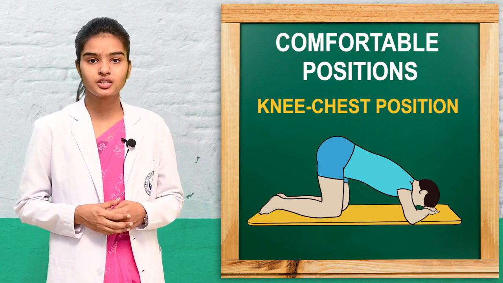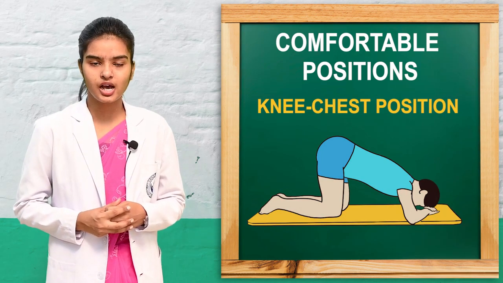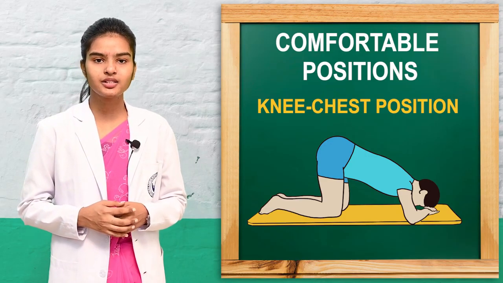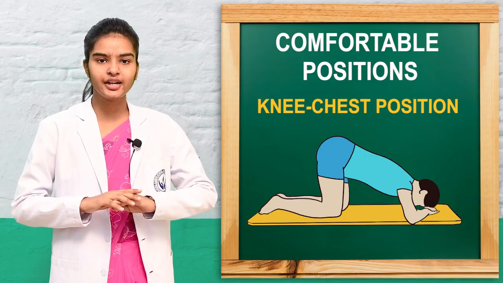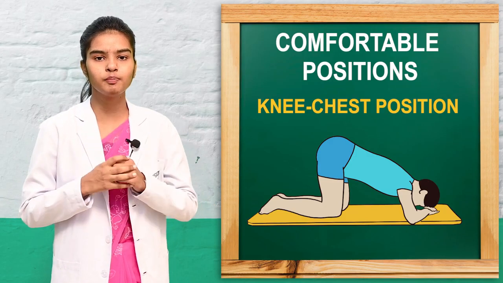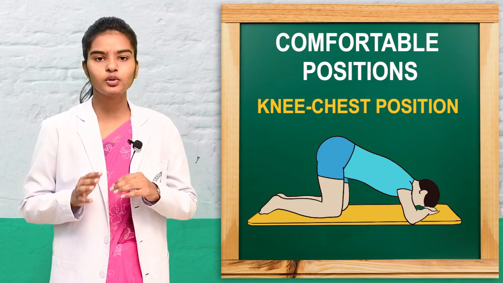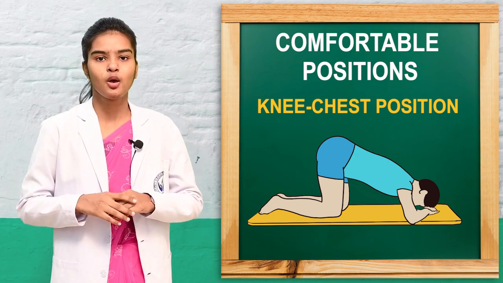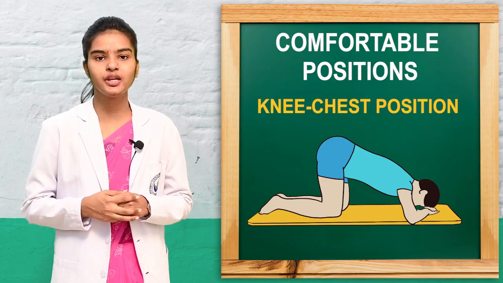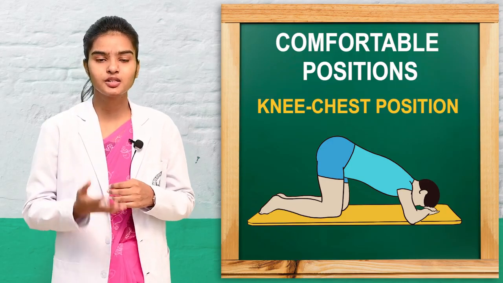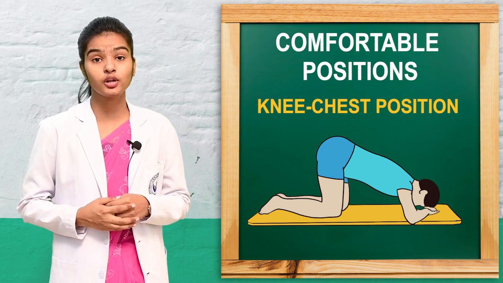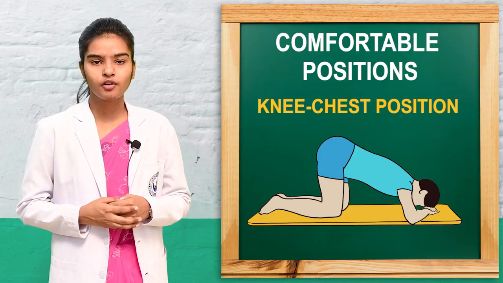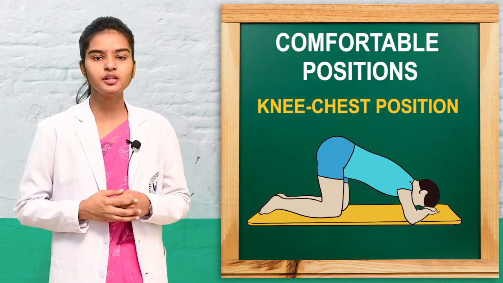So next we are moving towards the next position, that is the knee chest position. Knee chest position describes where the client is asked to lie down on the bed, where the client has to place both hands beside the head. That means the head should be placed on one side and both arms should be placed below the head of the patient, and the chest of the patient should be extended upwards, where the patient has to rest on his or her knees, and the lower leg of the patient should be flat on the bed.